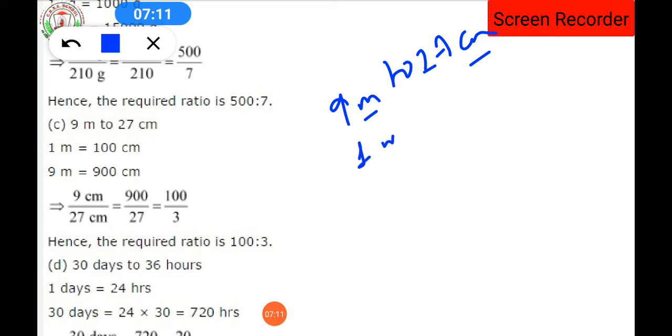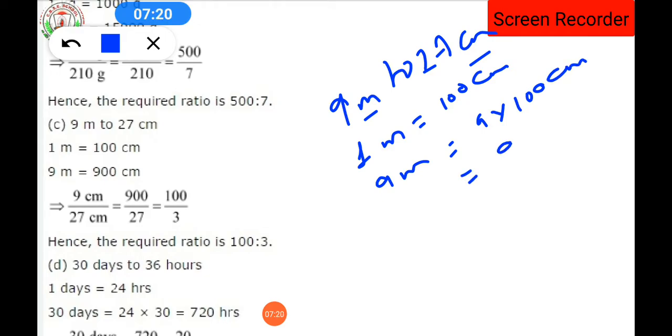As we know that 1 meter is equal to 100 centimeter. So 9 meter is equal to 9 into 100, so 9 meter will convert into 900 centimeters, isn't it? That's why we are going to multiply 9 with 100 centimeter. Now after converting it, we can write it as 900 centimeter to 27 centimeter. Is it that so? Now their units are the same.